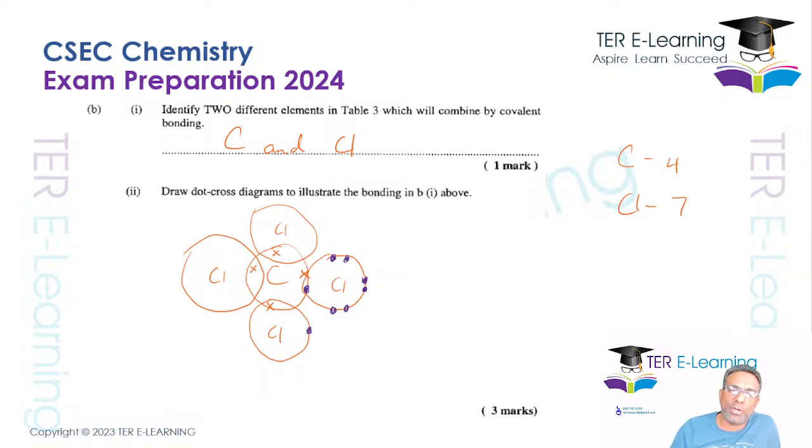Then again, you have 1, 2, 3, 4, 5, 6, 7. Again, 1, 2, 3, 4, 5, 6, 7. Then we have 1, 2, 3, 4, 5, 6, 7. So that's my dot and cross diagram for my covalent compound. So I took carbon and I reacted it with chlorine to form CCl4. So this here is CCl4. That's a compound that we would have met in organic chemistry. That's why I chose that one.